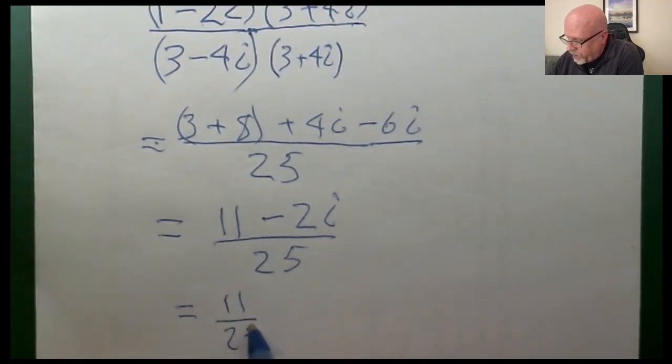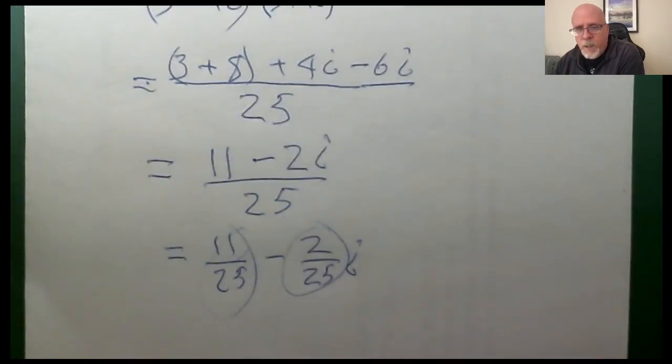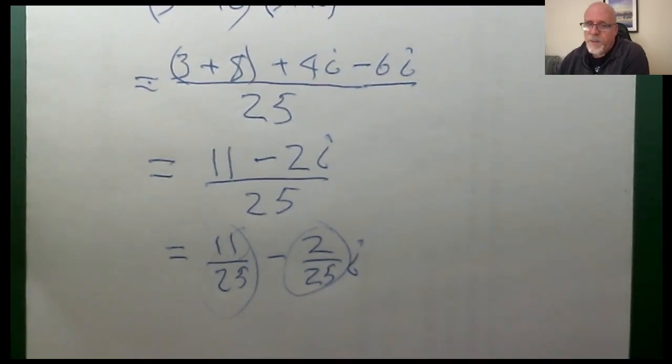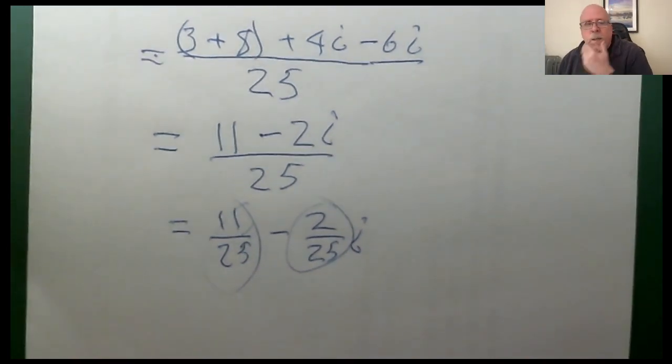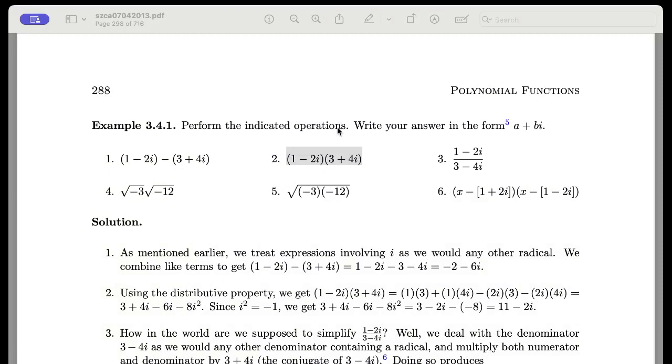It's 11 over 25 minus 2 over 25 times i. Real number, other real number times i. That's a plus bi thing. You might want to quibble that it's an a minus bi thing, but if I treat the b as negative 2 over 25, then it's a plus bi. All right, so that's operations with complex numbers. They're really not that bad. The dividing was a little bit of a tough one, but certainly adding and multiplying aren't too bad.